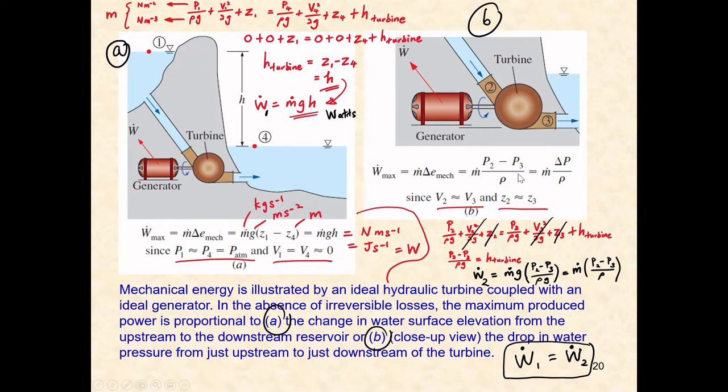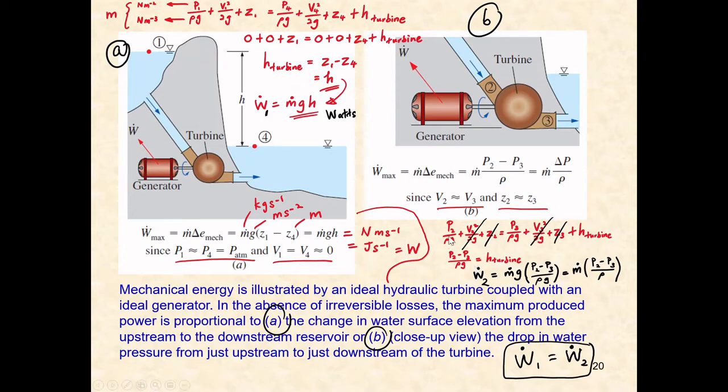Now if we compare point 2 and point 3, similarly we can write the same mechanical energy equation. P2 divided by rho g plus V2 squared divided by 2g plus Z2 equals P3 divided by rho g plus V3 squared divided by 2g plus Z3 plus H turbine. So you can see that the water coming in has some form of pressure, velocity, and elevation, and then leaving at the exit point, it has some portions of pressure, kinetic energy, potential energy, as well as some energy taken up by the turbine.